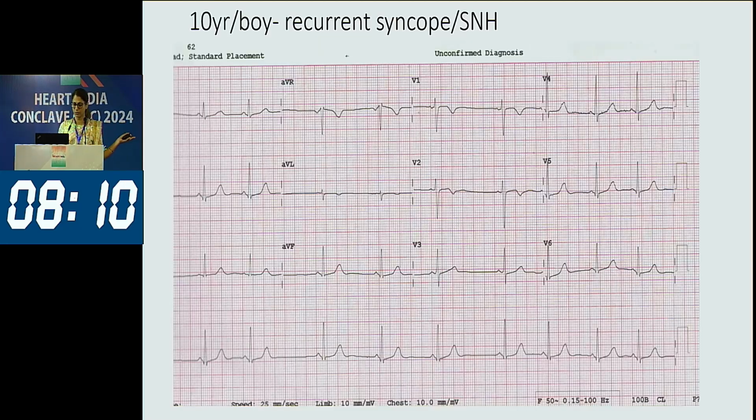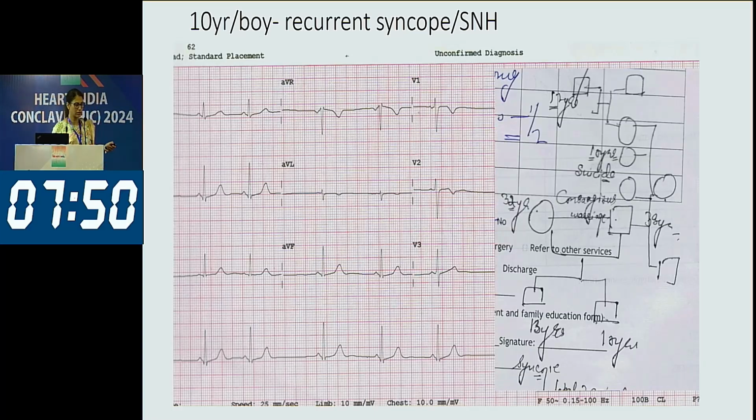So if you have a diagnosis, then only we'll be able to treat. This is an example of a 10-year-old boy, recurrent syncope, structurally normal heart. Not much ST-T changes, but we can see there is a sinus arrhythmia. Sinus arrhythmia is normal in 10-year-old children actually, but the rate is also comparatively slower. How to go about this?